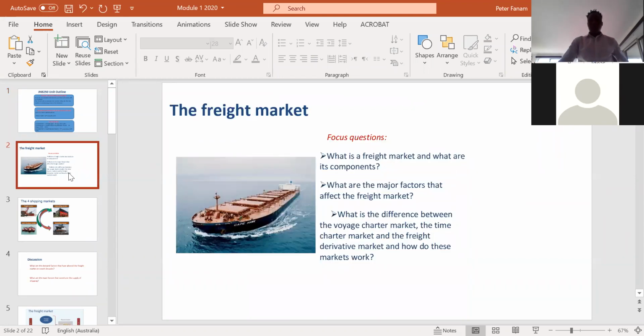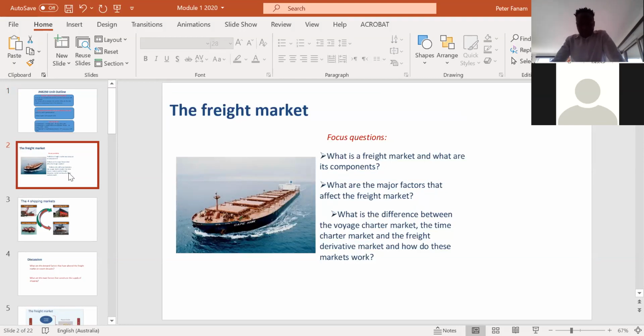Today's module 1 is under chartering and brokering, but we are looking at the freight market. But just to ask, when we talk about chartering and brokering, what comes to mind? Anybody? Anyone with any idea what chartering and brokering entails or what it might be? I'm not looking for a perfect definition, but what comes to mind, in general. It can be anything.